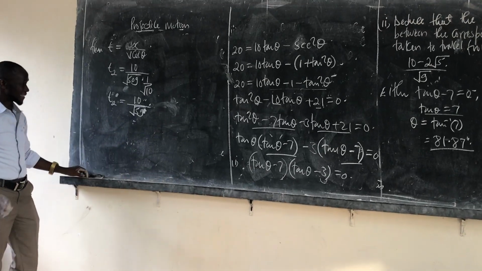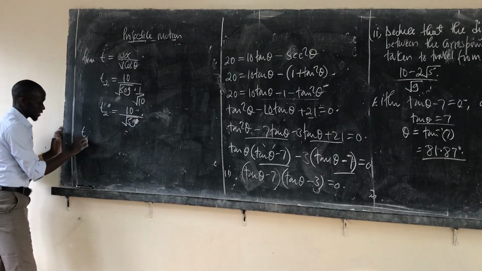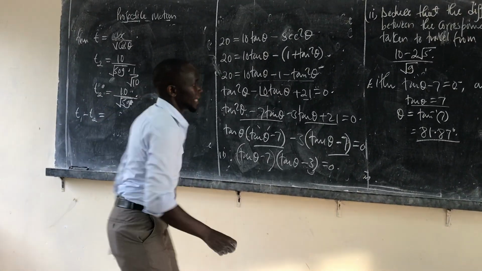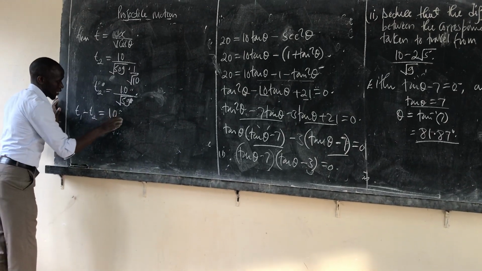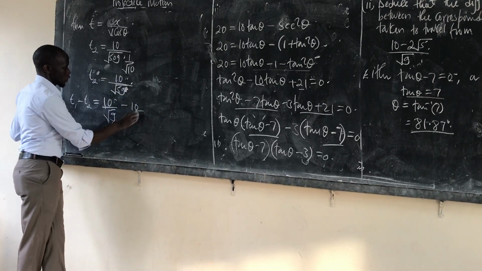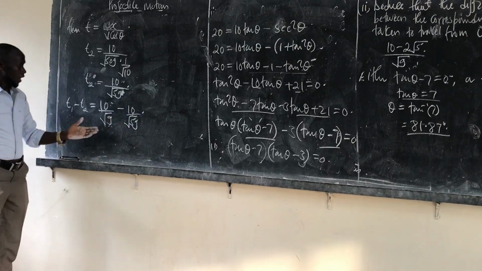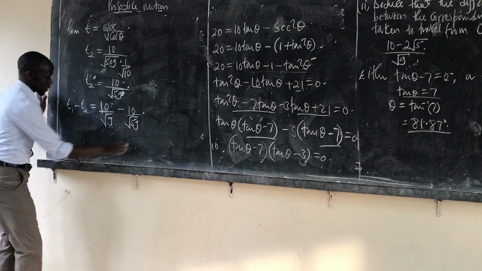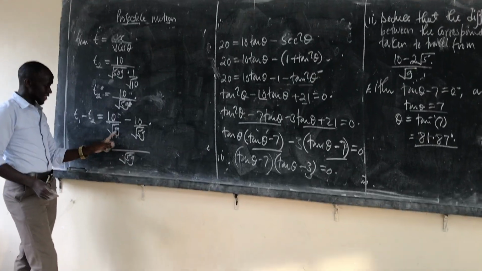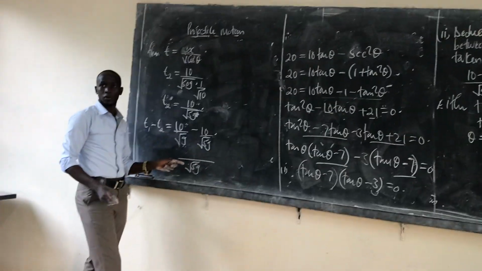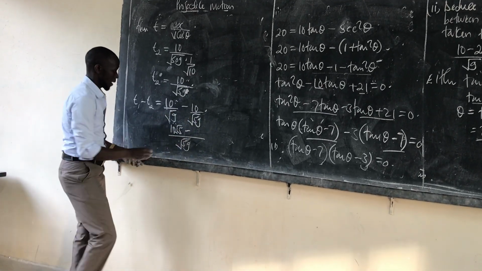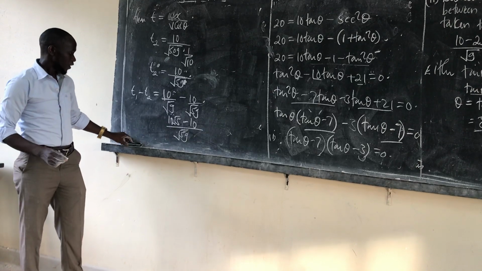If this is your t2, now get the difference. If you get t1 minus t2 maybe, we shall have, what is t1? 10 out of root of g, minus 10 out of root of 5g. Get the LCM. The LCM here becomes root of 5g. If this is LCM, it divides this. Remember, this is root 5, root g. The root of g will cancel. So you have 10 root 5 minus, this cancels out with this to have minus 10.